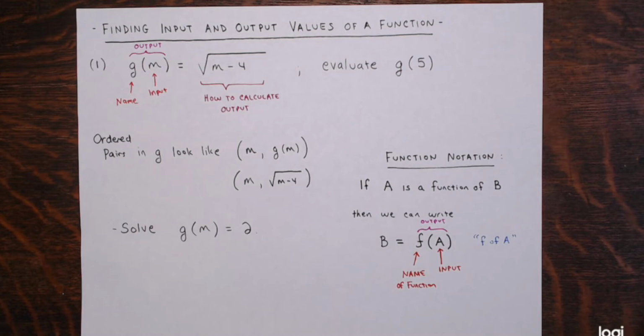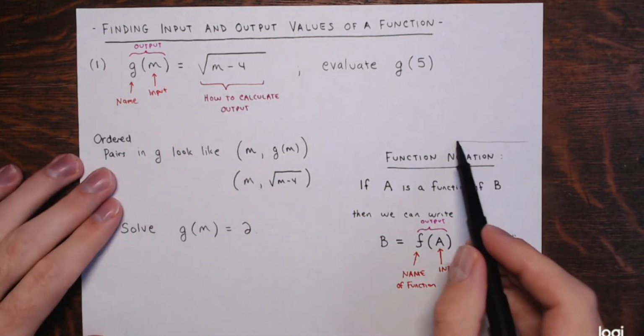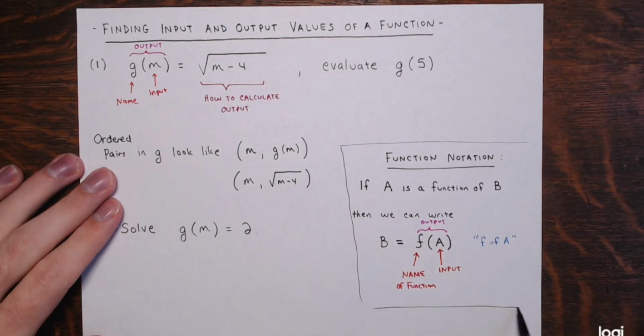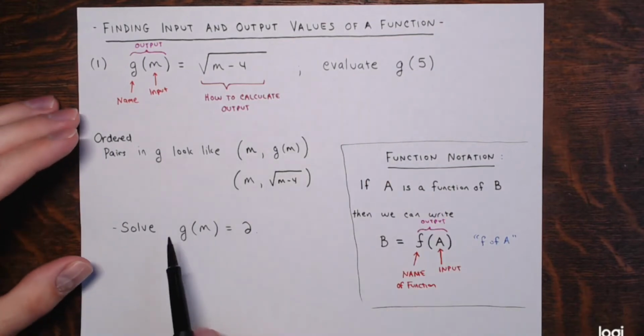Okay, so now that we got that out of the way, talking about function notation, what does it mean? Hopefully it'll make a lot more sense as we go through. Got a bunch of examples here. Now I have two parts to example 1.